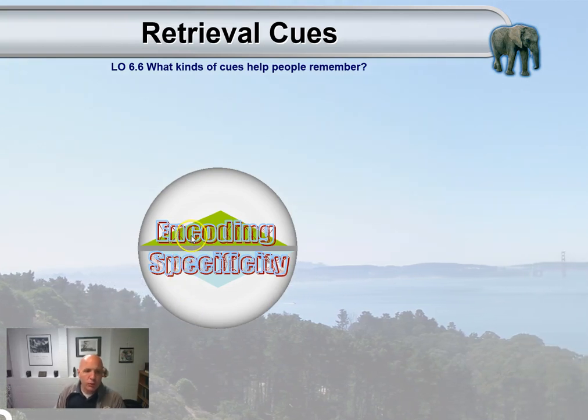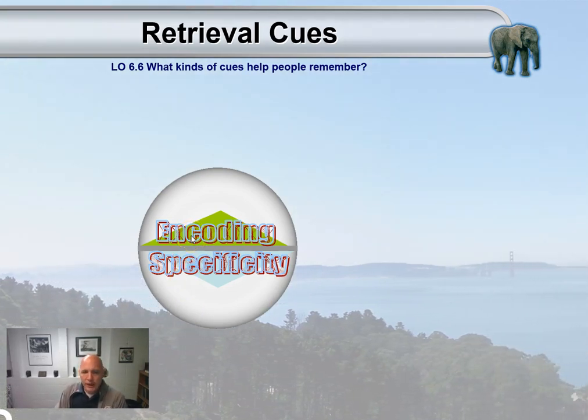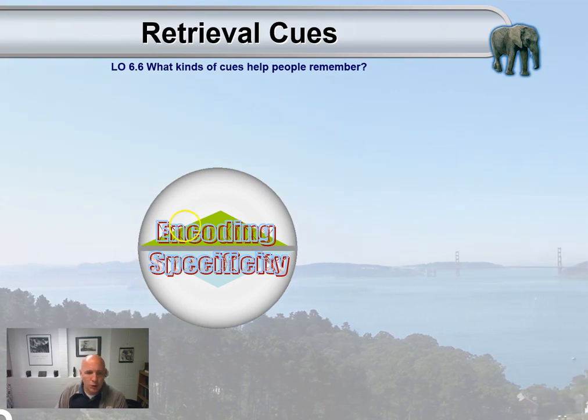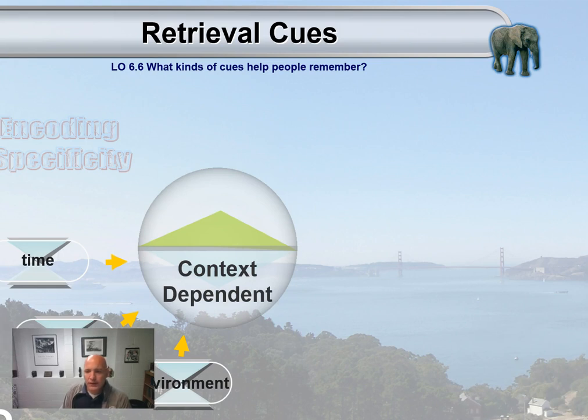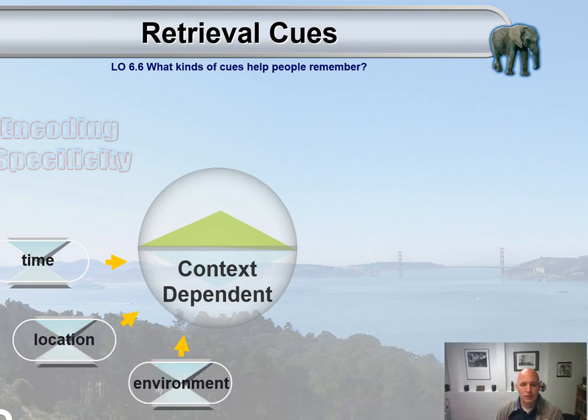So let's look at retrieval cues. Your brain is very specific in how it encodes information. So encoding specificity is something that psychologists have studied. And what they have discovered is that our brains key things in according to time of day, location, and the environment. If you are learning information in a certain environment, when you're back in that environment, it will stimulate this.